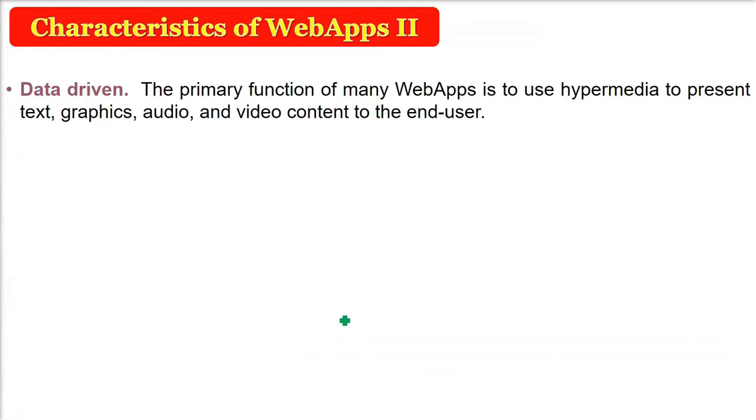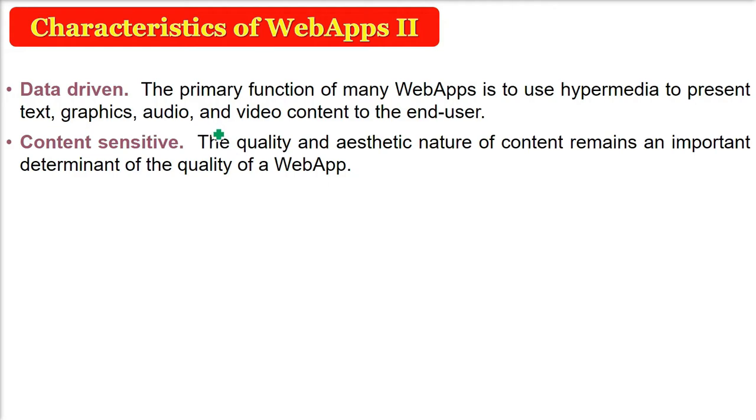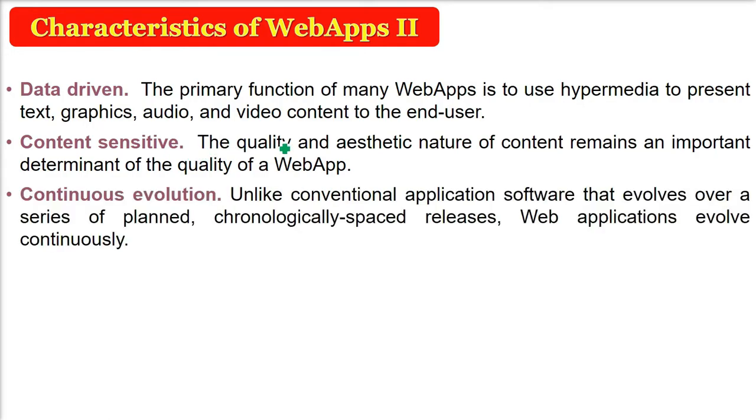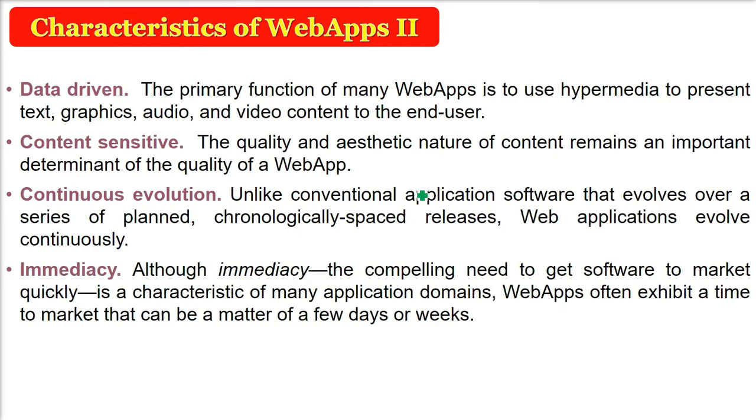Now here we are talking about data driven. Previously it was just text and some graphics. Now we have audio, video, everything. If you talk about YouTube, it has billions and billions of GB of data every second, every minute. Context sensitivity, which we are talking about, is the way it looks and the quality it provides, the working experience. Continuous evolution, because things are changing. Conventional application software was designed and planned, and it takes a long time. But a web application cannot wait for that. It has to evolve continuously.